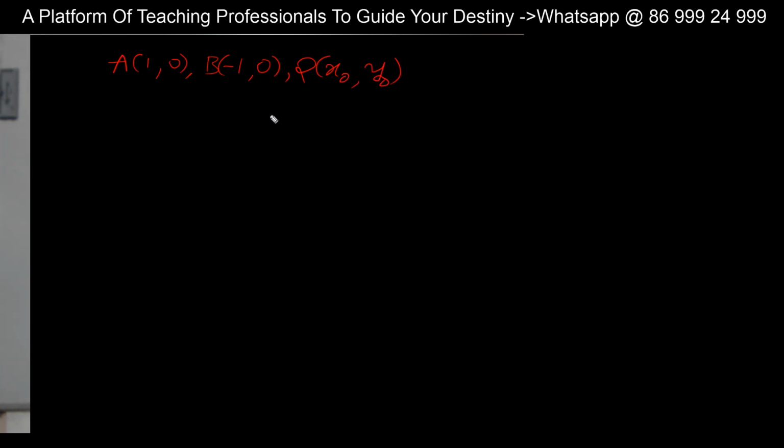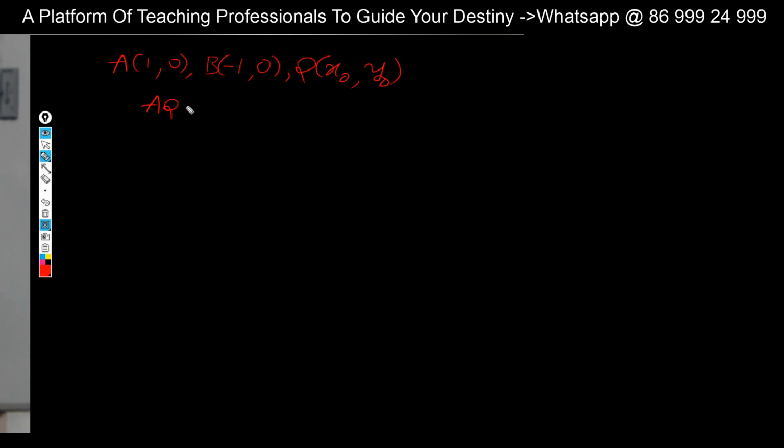Now, what is A given? A is (1, 0). What is B given? B is (-1, 0). What is Q taken? Q is (x0, y0). What is the condition given? In fact, it is a straightforward problem.